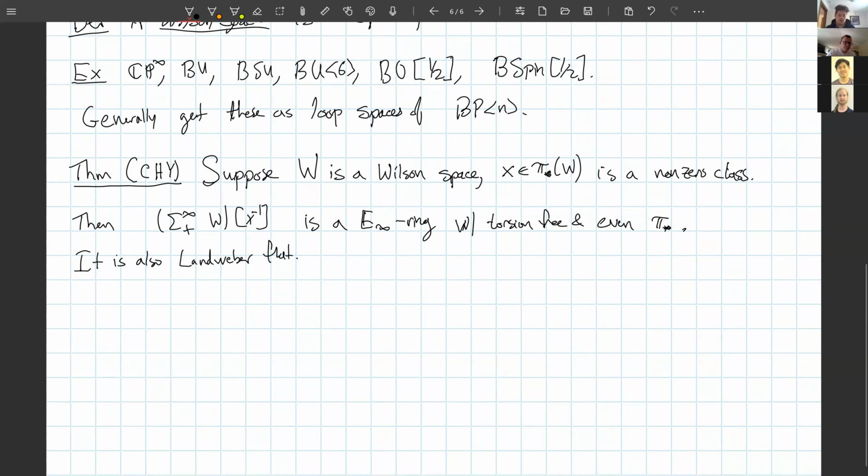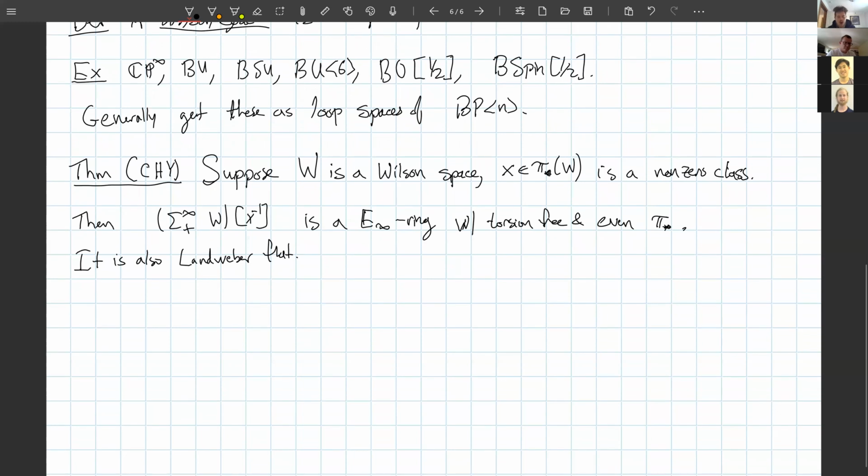So this construction works quite generally. But we're also interested in trying to relate these things to E theories, right? So in the case where we put in CP infinity, we go on to p-local KU. Well, I guess now I'm thinking about W as a p-local spectrum. Most Wilson spaces only exist p-locally.